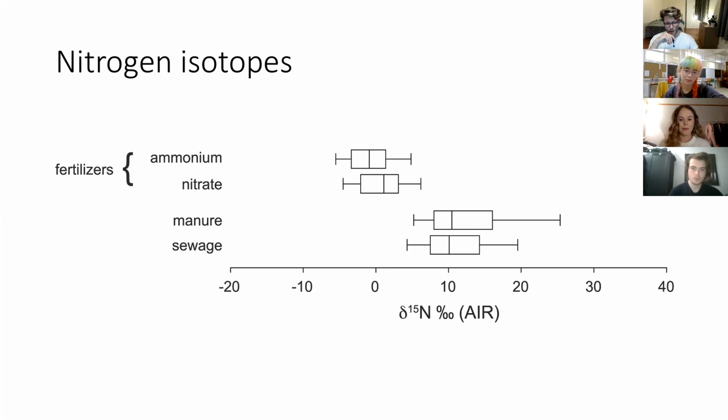And so, yeah, then we've got manure and sewage are kind of on the more positive end of the scale. And this is because life kind of tends to prefer the lighter isotopes. So life will kind of utilize 14N, and therefore any waste products, so manure and sewage, will be enriched in 15N kind of relatively to that.